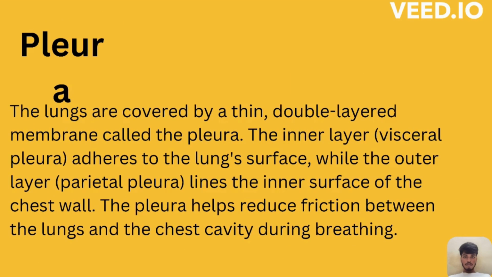Let us see the pleura. The lungs are covered by a thin double-layered membrane called the pleura. The inner layer adheres to the lung surface, while the outer layer lines the inner surface of the chest wall. The pleura helps reduce friction between the lungs and the chest cavity during breathing.